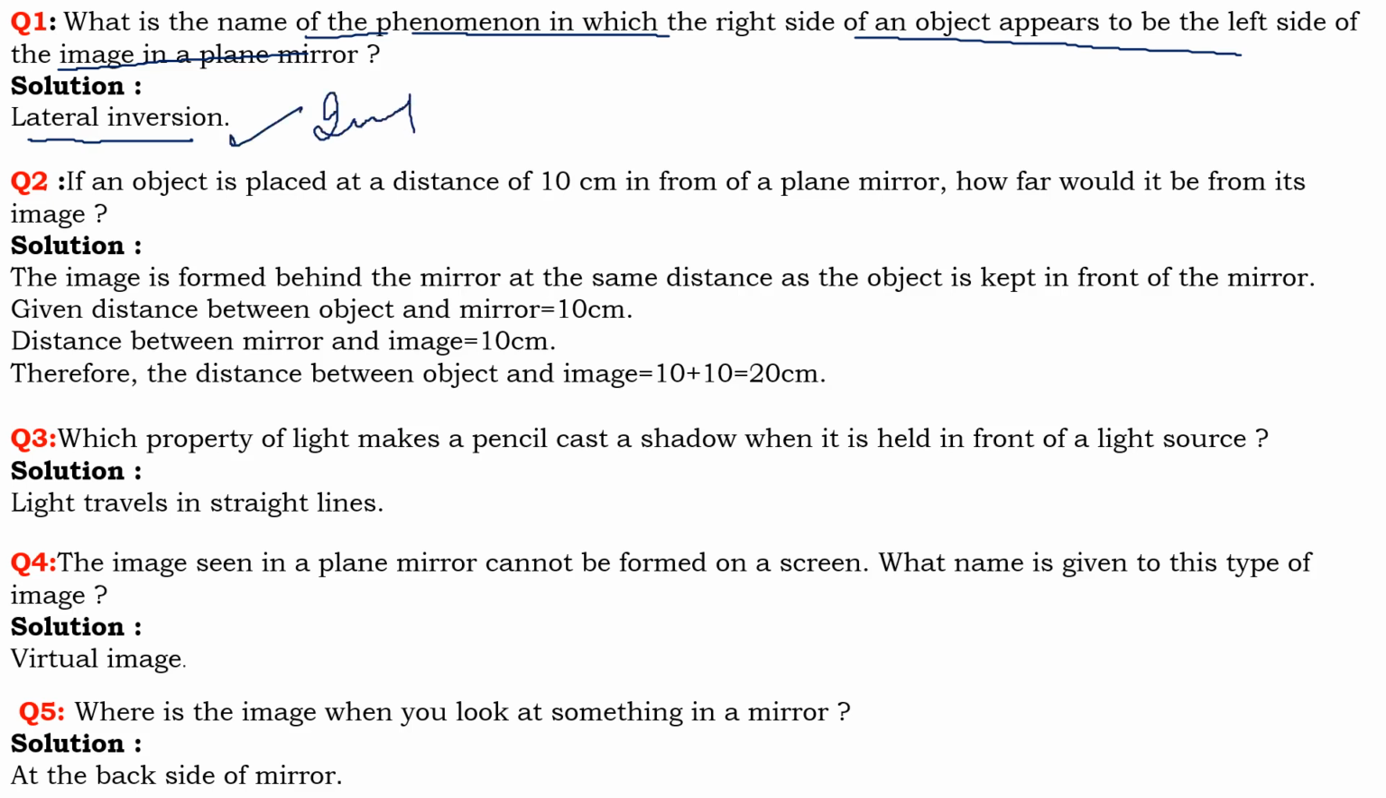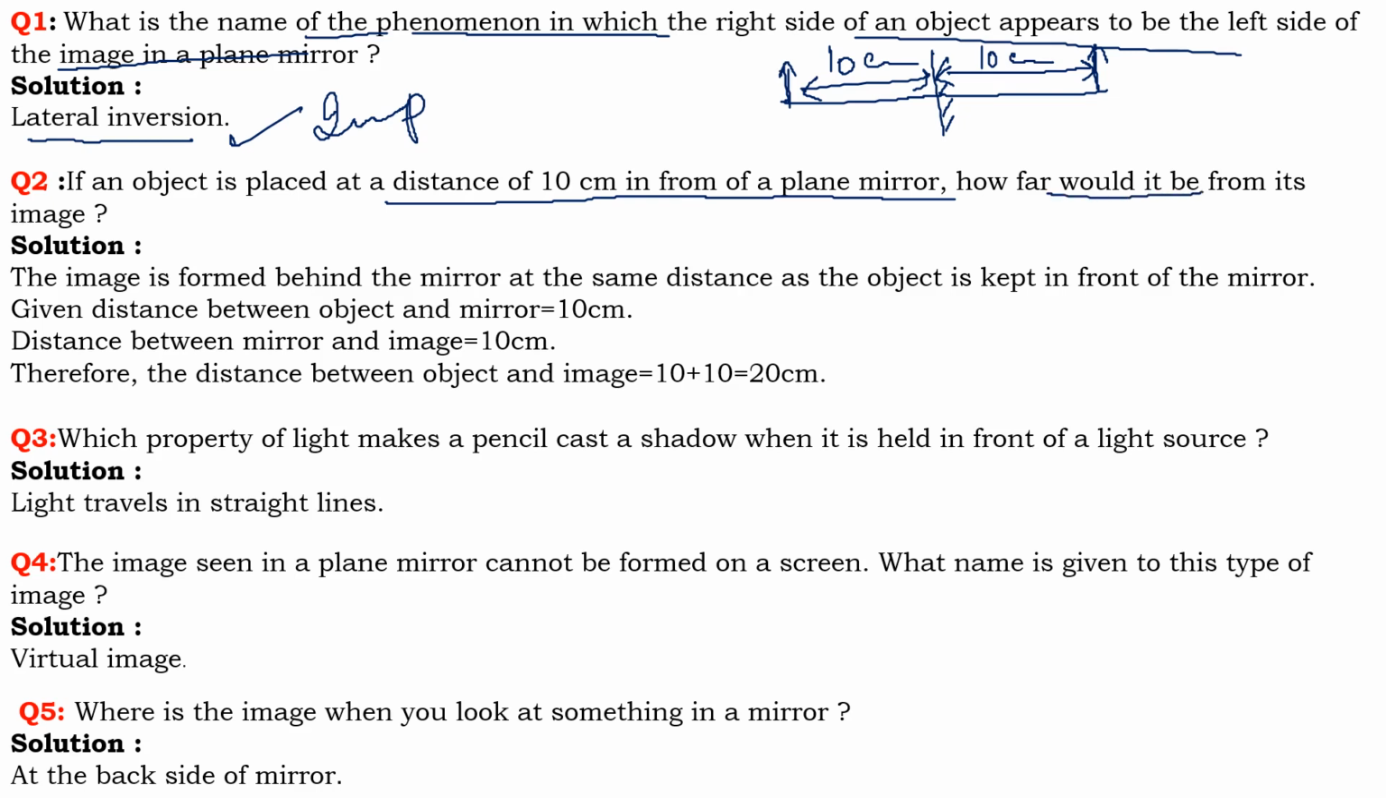Very important. If an object is placed at a distance of 10 centimeter in front of a plane mirror, this is your plane mirror, and the object is placed at a distance of 10 centimeter, then how far would its image be formed? Obviously, its image will also be formed at a distance of 10 centimeter, but it will be behind the mirror. Now, how far would the object be from its image? The distance between the mirror and image is 10. Therefore, the distance between object and image is 20 centimeter.